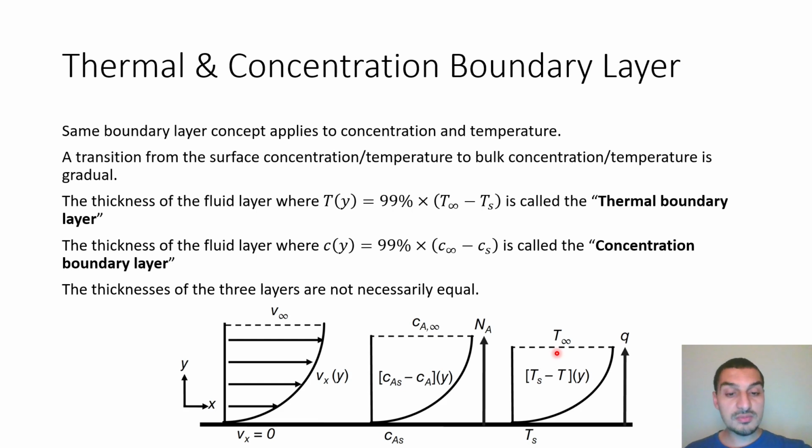You might have, for the same system, a thicker hydrodynamic boundary layer than the concentration boundary layer. It's totally possible to have these kinds of things, because you have different parameters, different transfer coefficients or diffusivities for each one of them. So there is nothing that will force them to be the same.